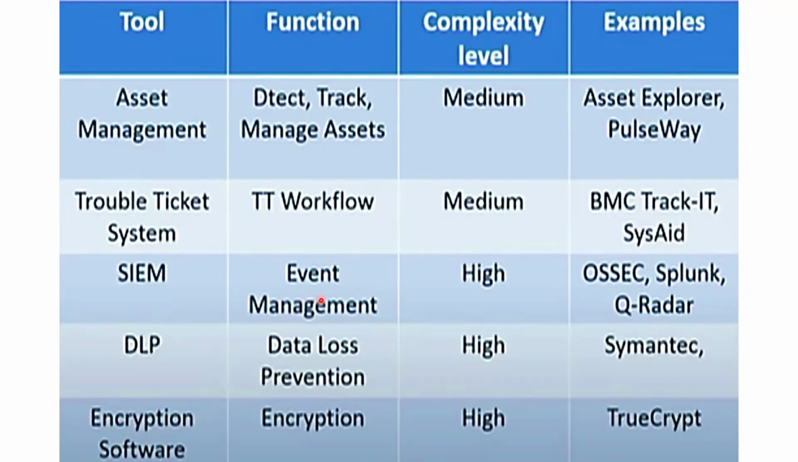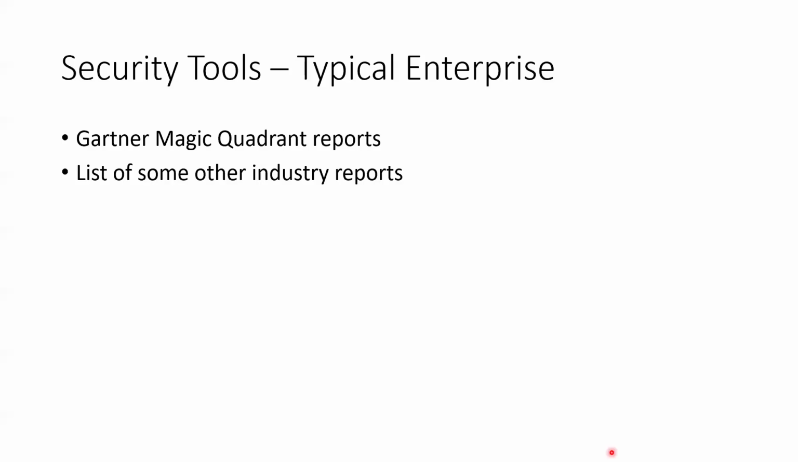SIEM solutions are basically event management tools, and their complexity is high. Good examples are QRadar and Splunk, which are used as SIEM solutions. Then come data loss prevention tools, and their complexity is high, and Symantec is used as an example of data loss prevention tools. Then encryption software, whose purpose is to provide information security. It will encrypt the data. Its complexity is high, and TrueCrypt is one example of this type of tool.